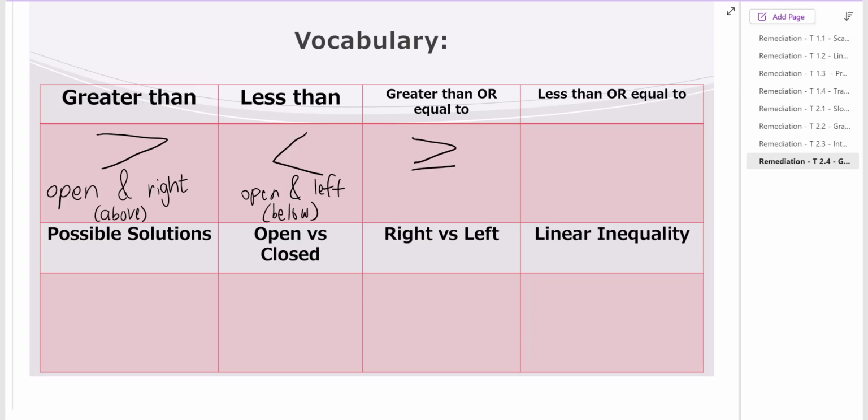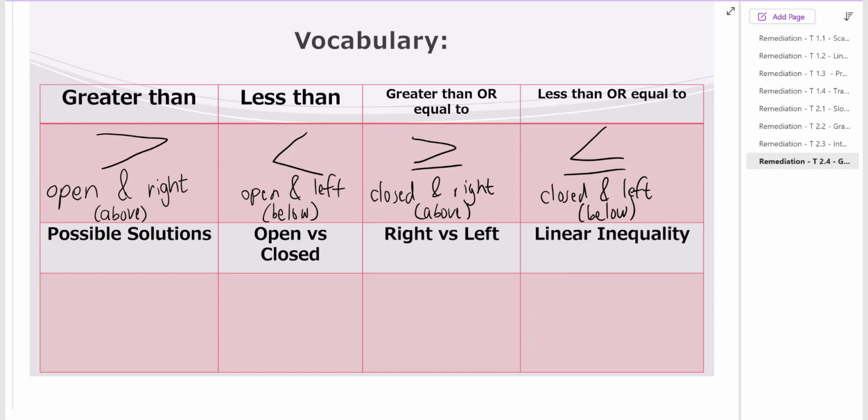Greater than or equal to is closed and right. Or again, you can say above. Less than or equal to is closed and left. Or below.